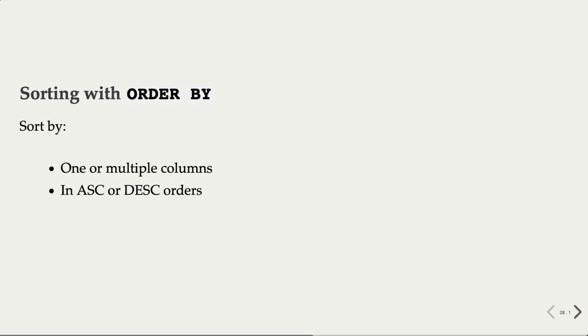We know we can use the order by for sorting. And just now we showed some examples where you can sort by a particular column. But in fact, you can actually sort the result by one or multiple columns, and you can sort them in the ascending or the descending order.